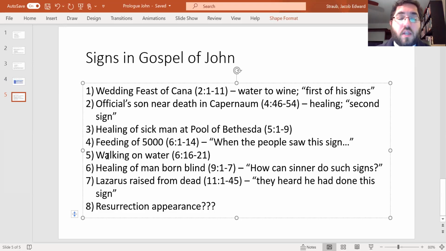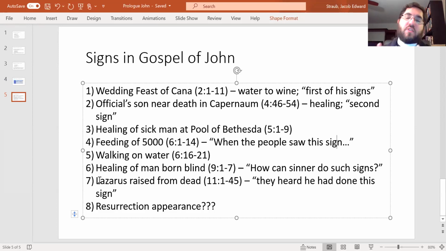The sixth one is the healing of the man born blind in chapter 9. This account stretches on with various dialogues, and John puts on the lips of Jesus's opponents, some of the chief priests and religious authorities: How can this one sinner do such signs, such semeion? How is that possible? How can this be done?